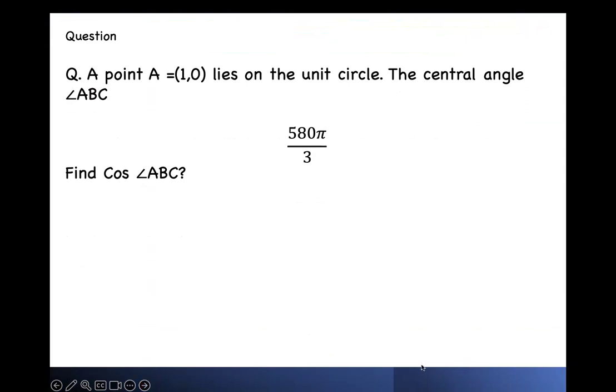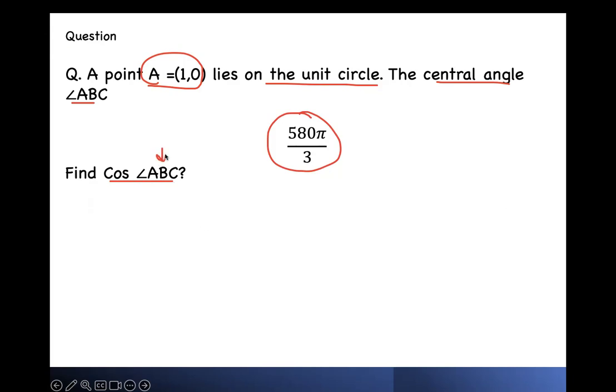So bear with me. The first question: a point A with these coordinates lies on the unit circle. The central angle is at B, and they've given you this as the central angle. They want you to find cos ABC. The angle is still at B.